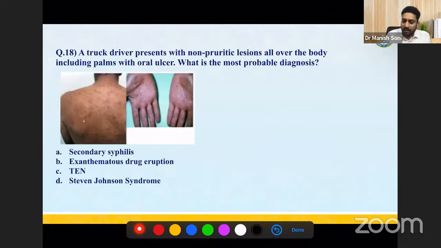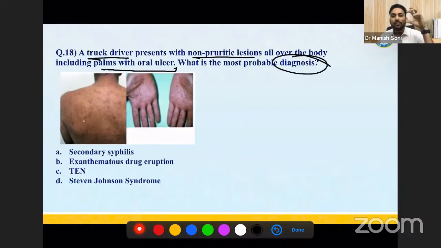Moving to the next question, a truck driver presents with non-pruritic lesions all over the body. So they are non-itchy lesions. Patient is a truck driver, including palms, and oral ulcers are also present. What is the probable diagnosis? So remember that truck drivers are outside their homes most of the time, driving for a very long period, sometimes months together. So they have more chances to develop sexually transmitted infection because they have multiple sexual partners. So whenever truck driver is mentioned, generally it is a case of STI.